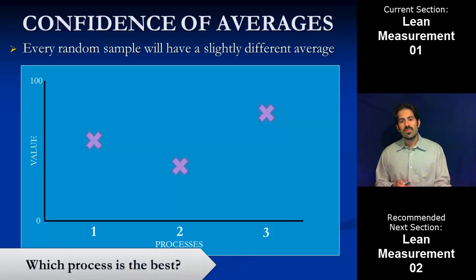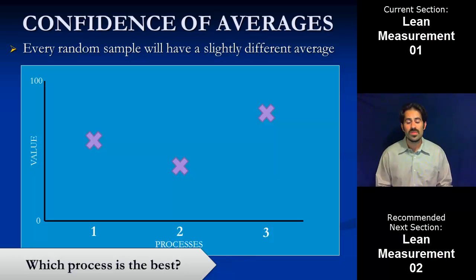Well, every random sample has a slightly different average, and that's just the statistics of it and the way it goes with random sampling. If you're making 1,000 parts and every hour you're only checking 2, you're not possibly going to be able to check all of them, and every 2 that you check are going to be a little bit different.